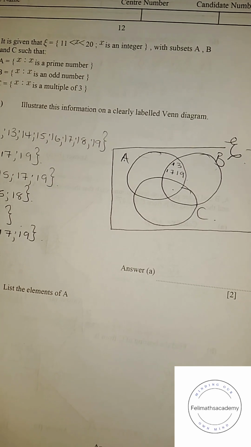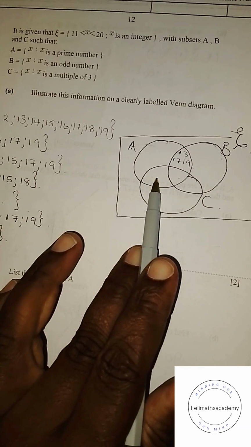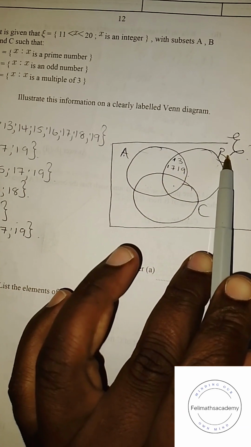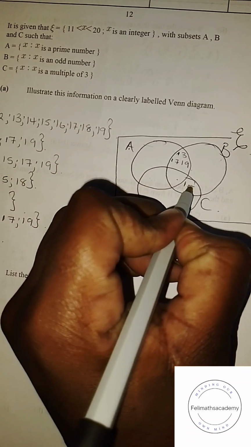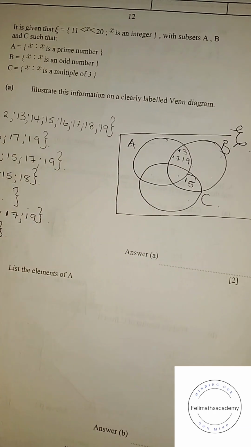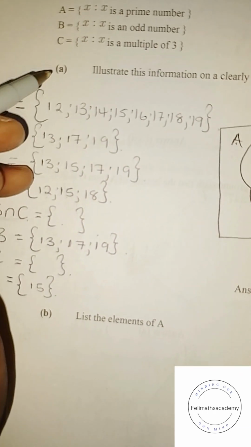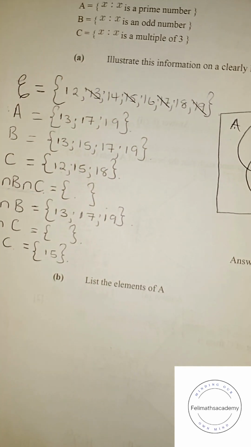Then A intersection C, it's an empty set. Then B intersection C, we have 15. So we have written out 13, we've written out 15, 17, and 19.